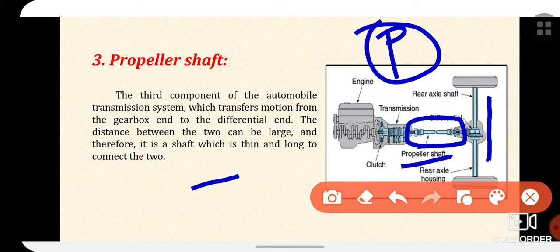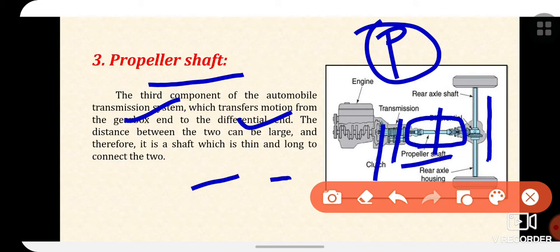The propeller shaft has to perform two functions other than those discussed. It is to transmit motion at an angle which is varying frequently and to accommodate changes in length between the gearbox and the rear axle. So as mentioned, after the clutch and transmission system, the propeller shaft is the third component of the automobile transmission system, which transfers motion from the gearbox end to the differential end.